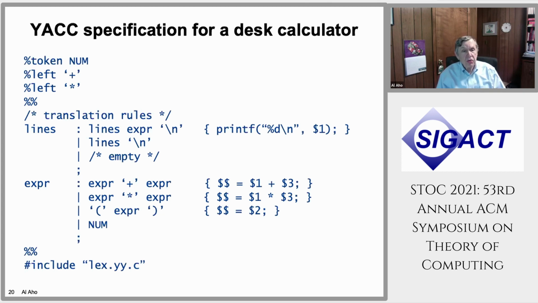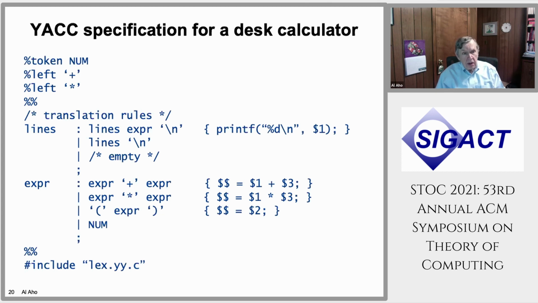The translation rules are really a context-free grammar with semantic actions attached to them. And when you look at the part of the grammar here for expressions, you see that the grammar is ambiguous, but in conjunction with the associativity and precedence rules specified in the declaration section, the grammar becomes unambiguous.